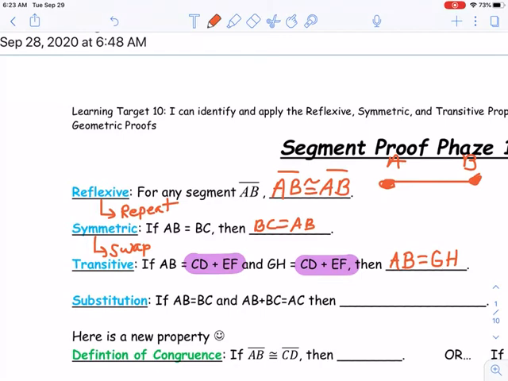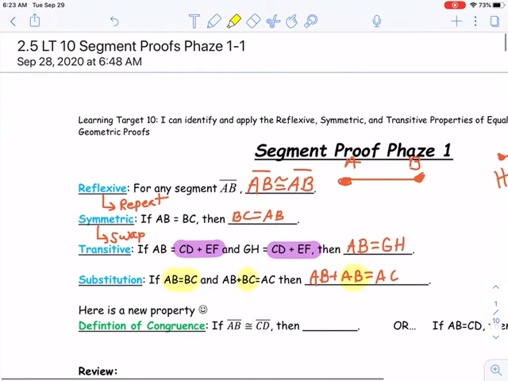And then substitution. So, AB equals BC, so I can substitute the BC out for another AB. I can say, well, AB plus AB equals AC. That's substitution. I like to think about basketball where you just take one person out and substitute another player in.